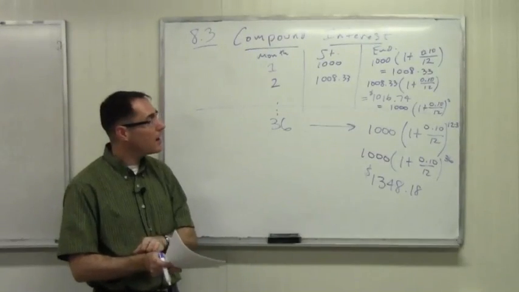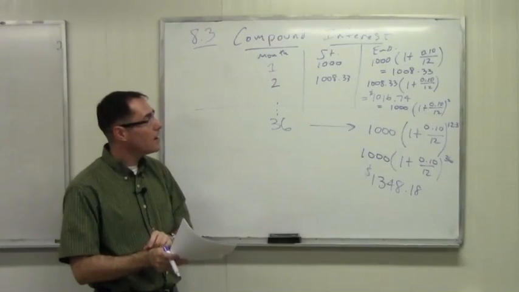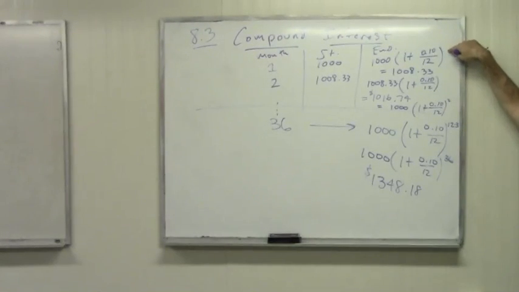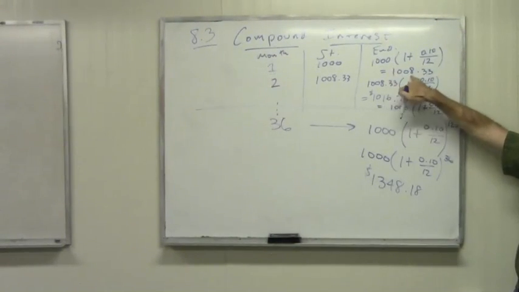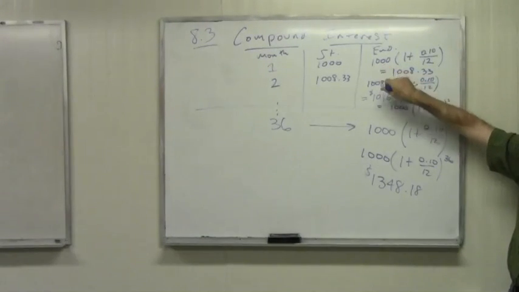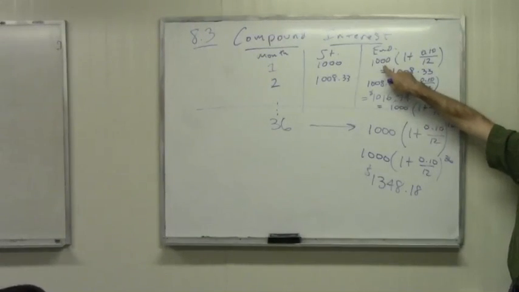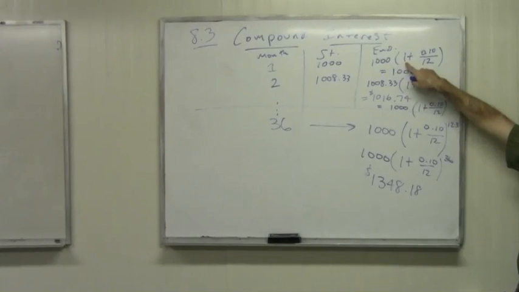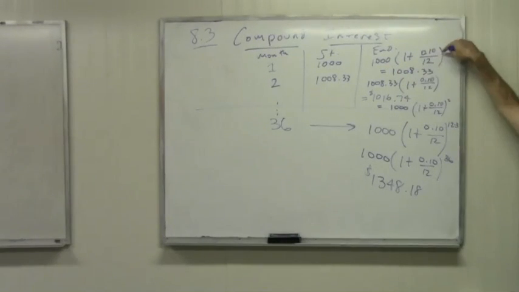Quick question for you. On the first one, when you got 1,008.33 cents. I guess I'm doing something wrong, but I came up with something different. Let's try this again. 1,000 times, open parentheses, 1 plus 0.1 divided by 12, end parentheses.